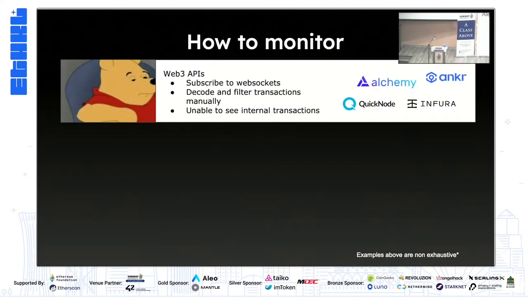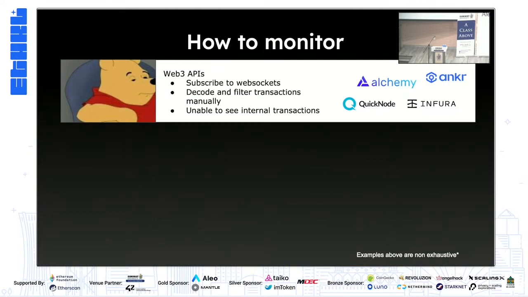You can start with using Web3 APIs. Your regular node providers have a WebSockets endpoint for you to subscribe to, where you can subscribe to all transactions that are going on. But they only give you the transaction hash, and then for each of them, you have to fetch the data and do your own filtering, your own decoding. So it's a lot of work there.